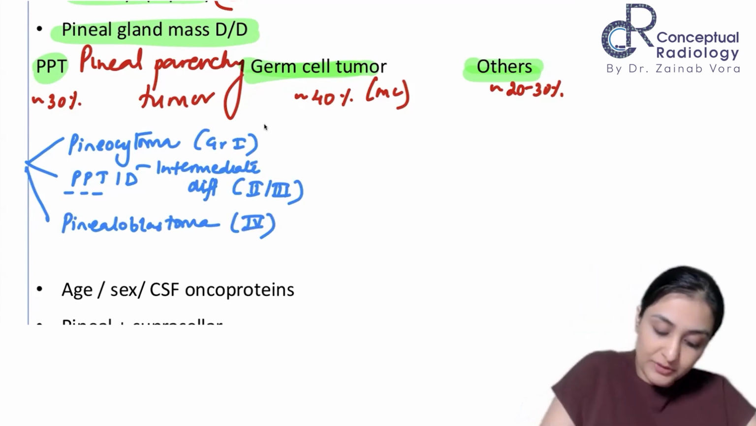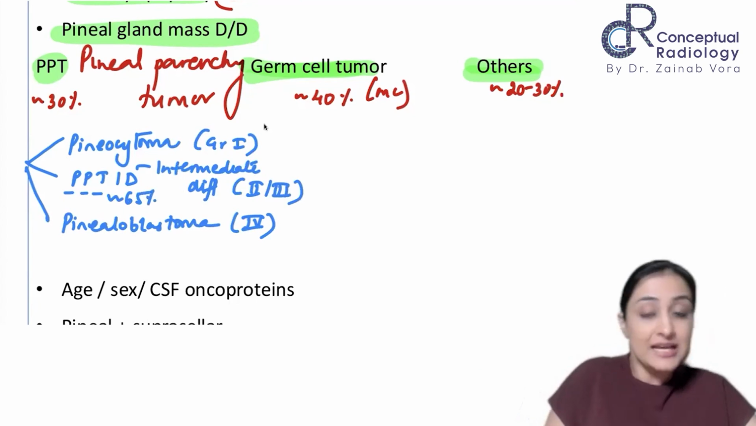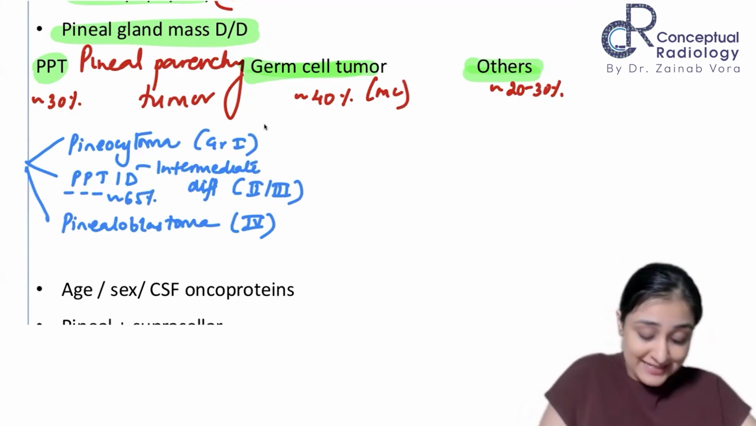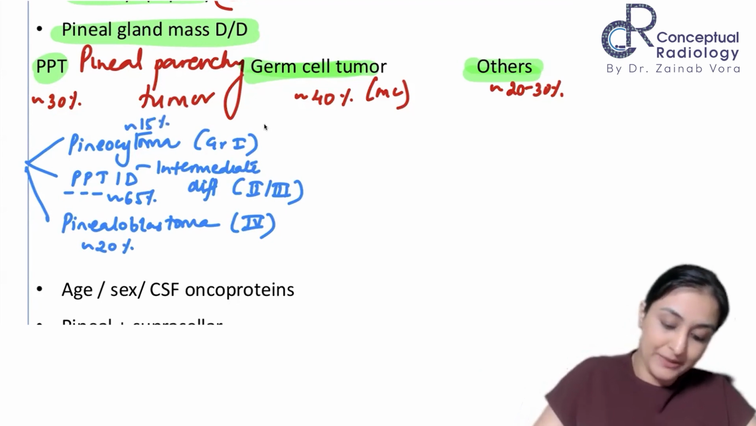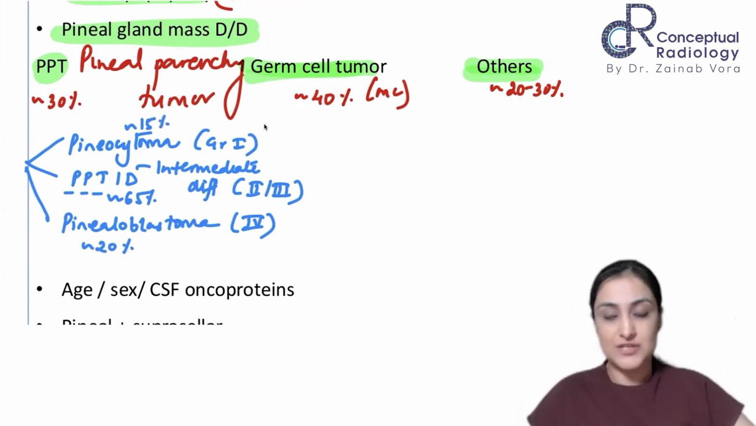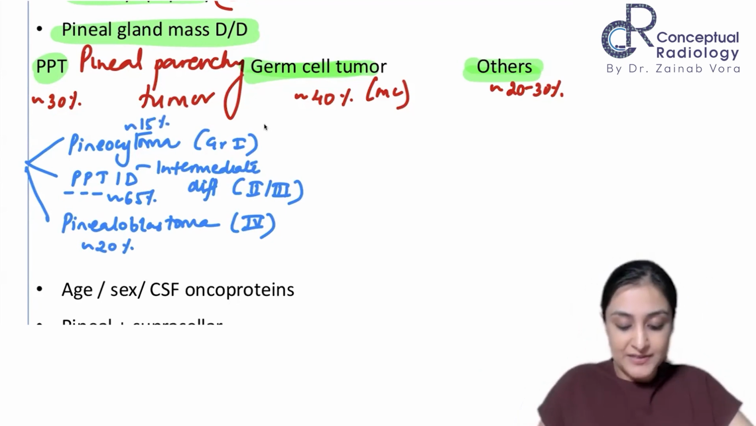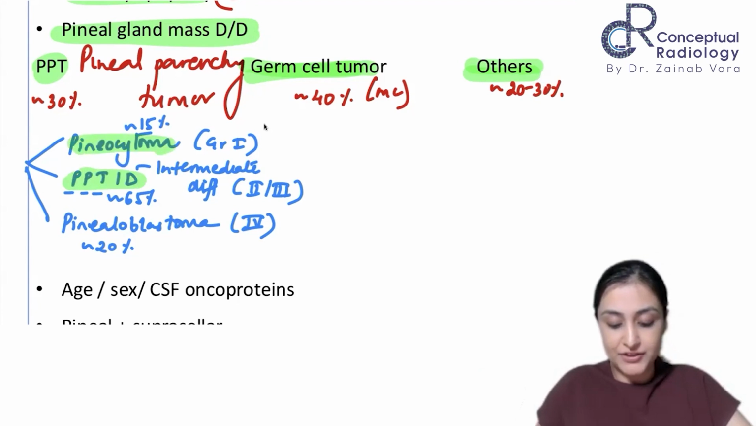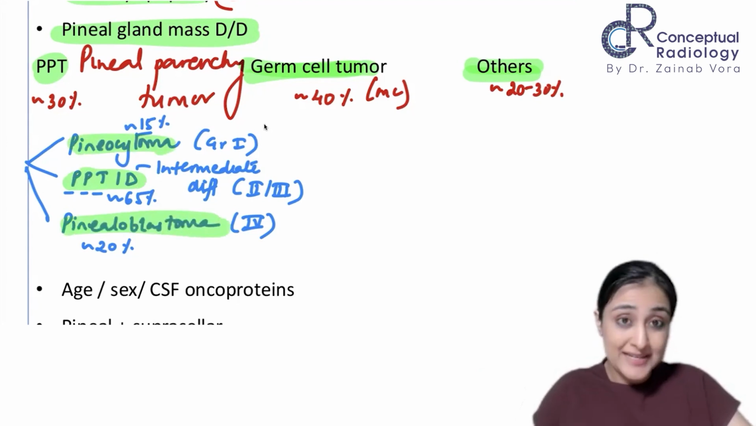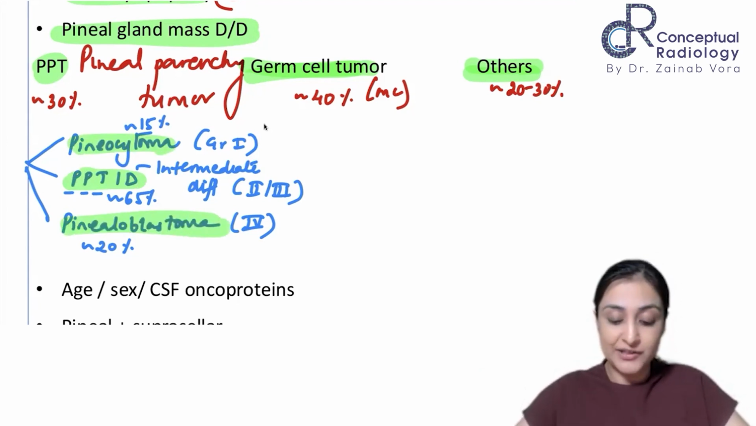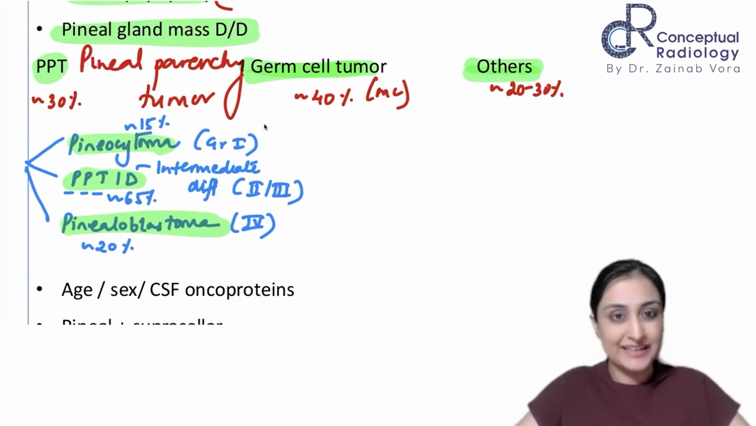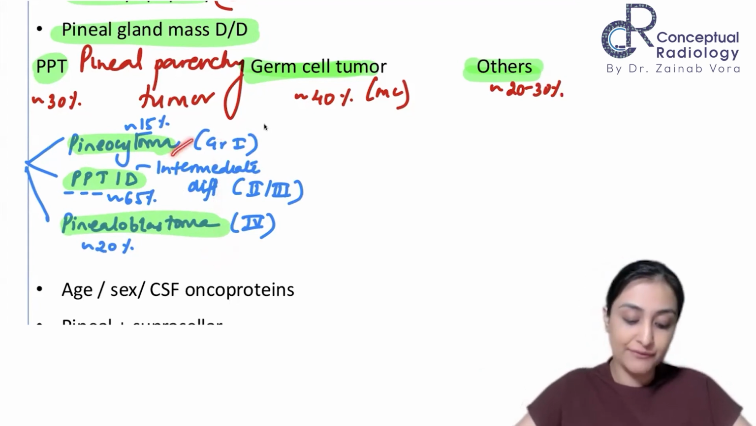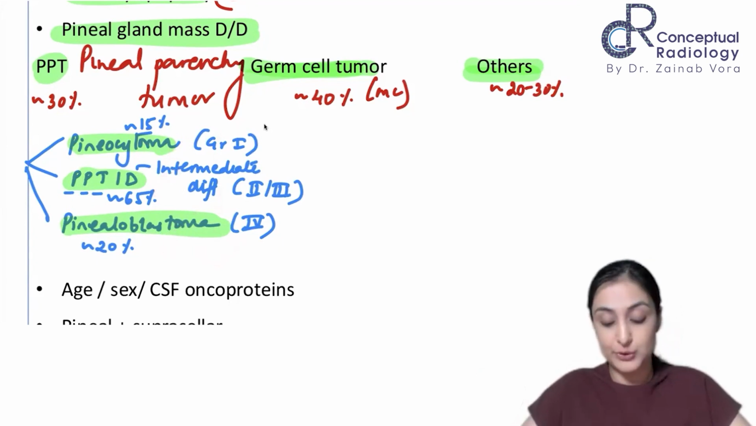Here, the most common one, at around 65%, is PPT-ID. You have around 20% pinealoblastomas and the remaining 15% pineocytomas. So PPT-ID is the most common. Here we have our three differential diagnoses, and it is pretty clear when we look at the imaging that the aggressiveness of the lesions will increase imaging-wise. So we have a fair idea of what each one of them looks like.